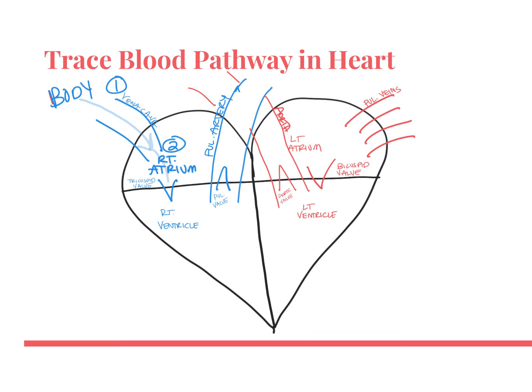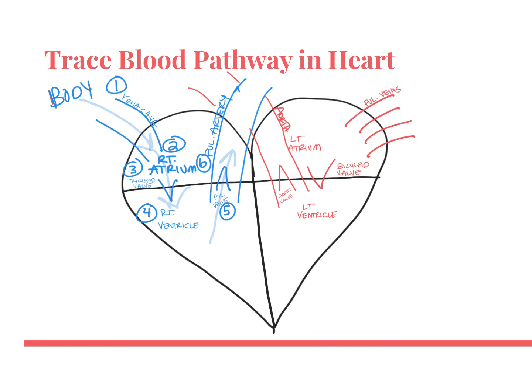Then we're going to travel through that tricuspid valve, so that would be number 3, through that tricuspid valve to the right ventricle, which would be number 4. Then once it leaves the right ventricle, it's going up the pulmonary valve, so number 5, through that pulmonary artery, so number 6.